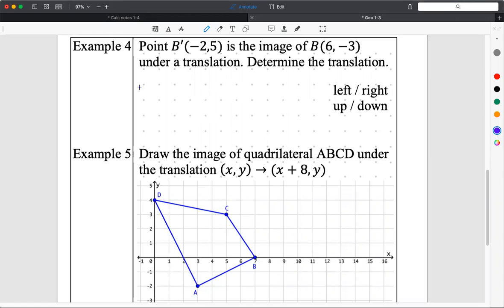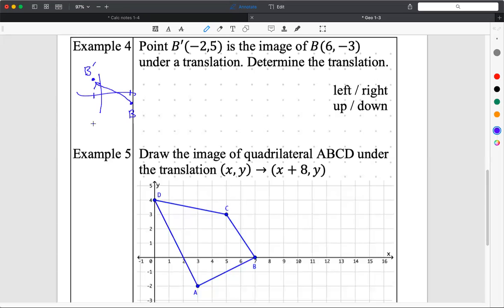I guess if it helps, you can kind of sketch it out. So my sketch on just blank paper, (-2, 5) is roughly about there. That's B prime, and B is (6, -3). So 6 is out here, -3 right about there. So there's my B. So it looks like I'm going left and up in my sketch, but I don't know by how much, and that's why I have to do some math.